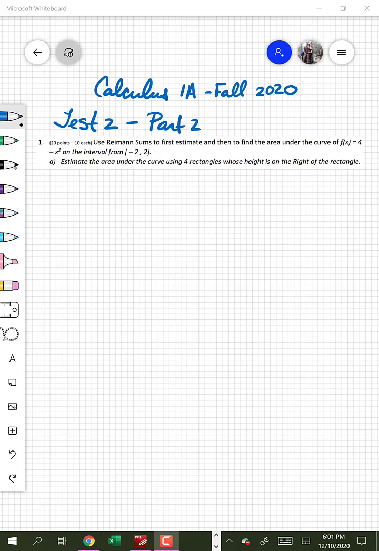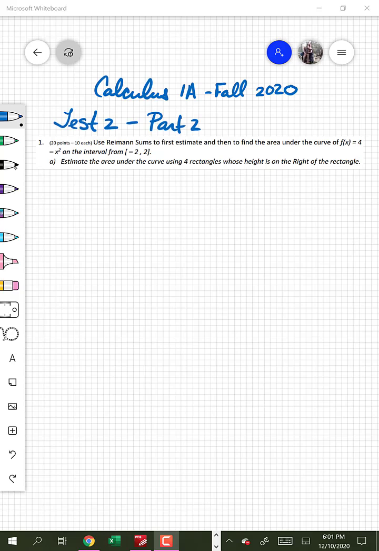So you just finished taking test 2, part 2 of your calculus test, and let's go over it. You're going to grade your own exam. The first part of 1 is worth 10 points. Use Riemann sums to first estimate and then find the area under the curve of f of x equals 4 minus x squared on the interval from -2 to 2.